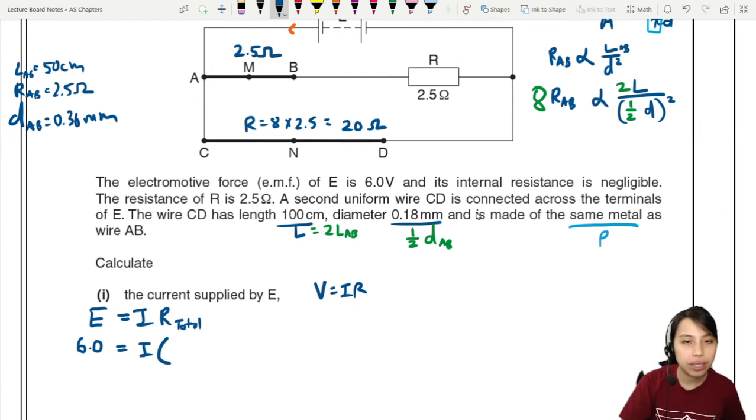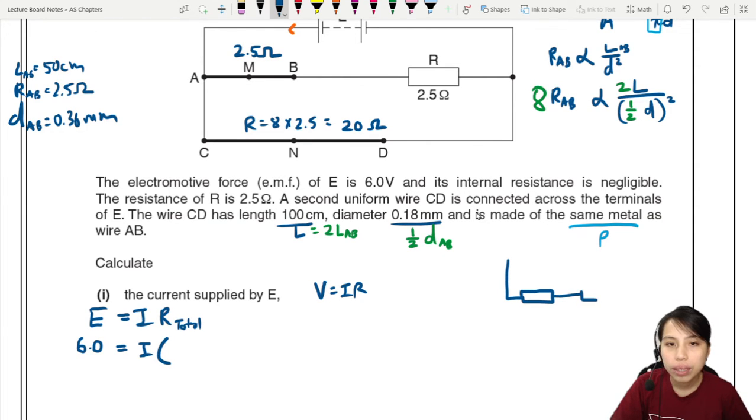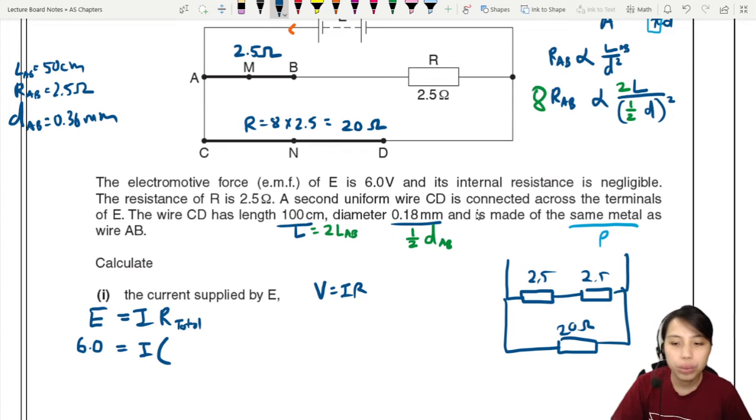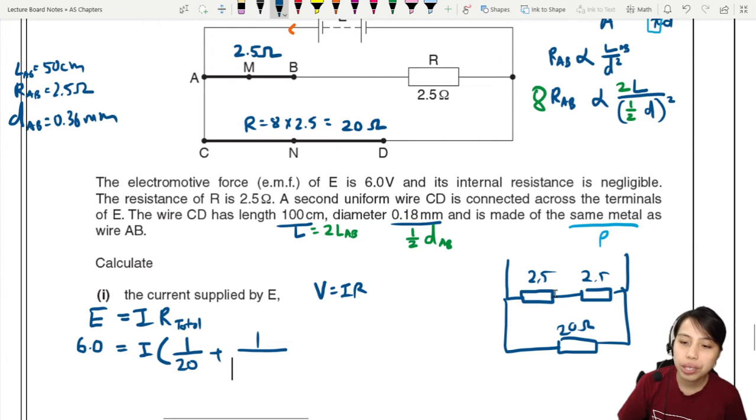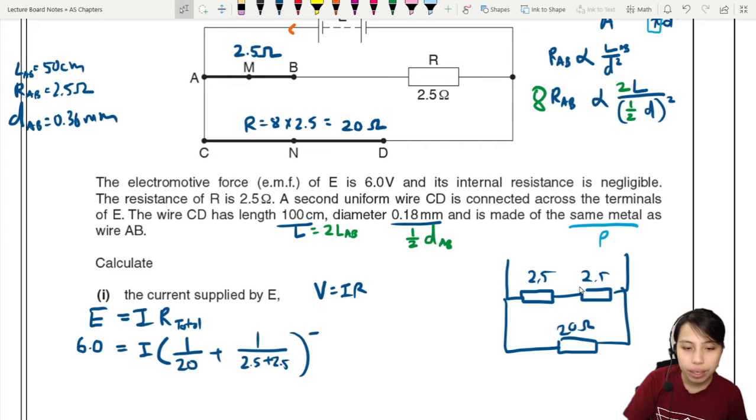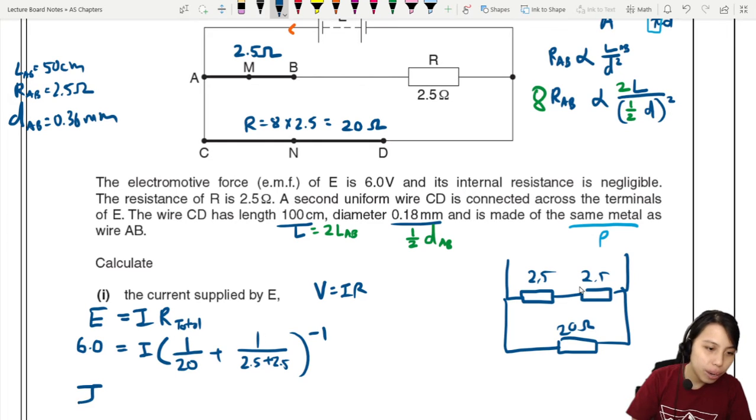So the total resistance, okay. We need to combine in series, in parallel. Oh, wait, this one and this one is 2.5 in parallel with the 20 ohm. Treat them as resistors. So I'm going to combine them in parallel: 1 over 20 plus 1 over these two in series, we can just add, so 2.5 plus 2.5, all to the power of negative 1. Current, we should get 1.5 amps.